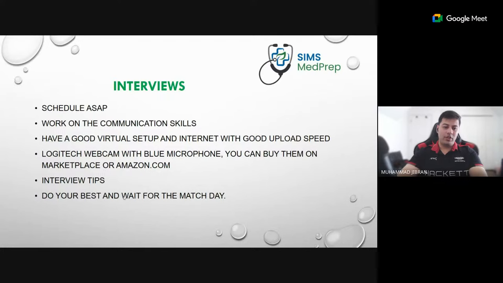So what I would suggest is to have a good virtual setup: a good webcam and a good microphone, which you can buy from the marketplace or Amazon after coming to the US, and a good lighting setup as well. For the internet, I would say get a good upload speed, because the download speed is what you get on your computer, but what the program gets on their software is your upload speed. I would suggest 30 Mbps as the minimum, and anything better than that is preferable.